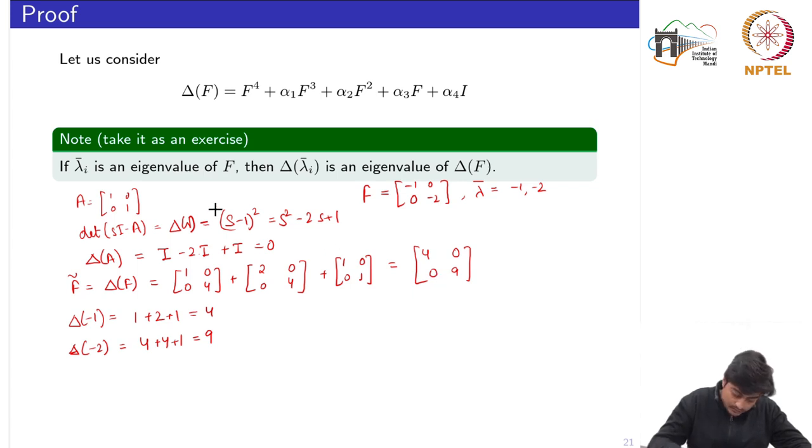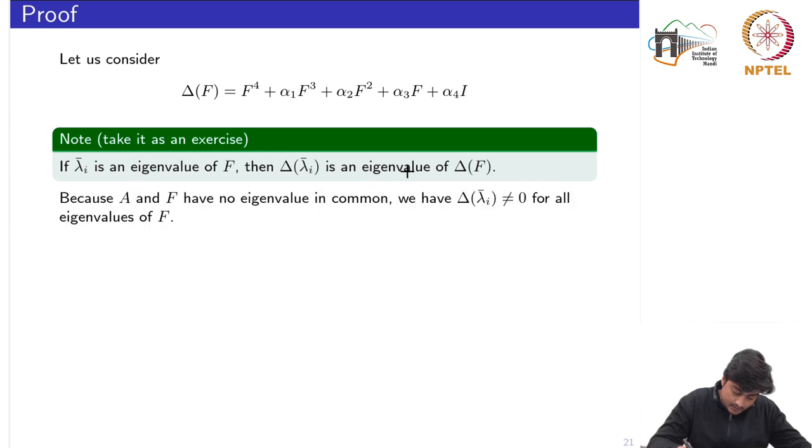Okay, so here we have taken one example to verify this statement, but you can take it as an exercise to show in general for an n-dimensional system that this statement would hold true. Now taking this statement further, because A and F matrix have no eigenvalue in common, we would have delta of lambda I bar is not equal to 0 for all eigenvalues of F.